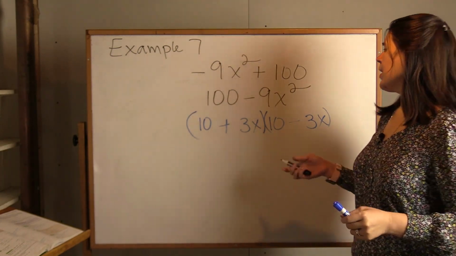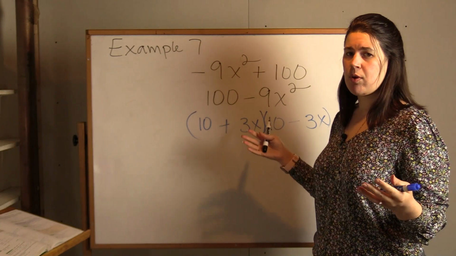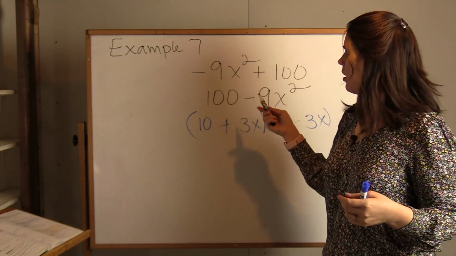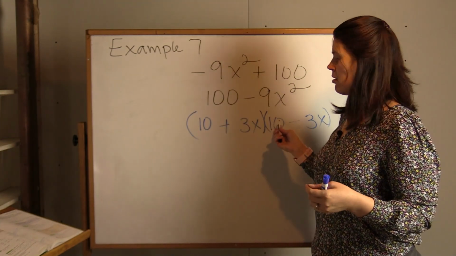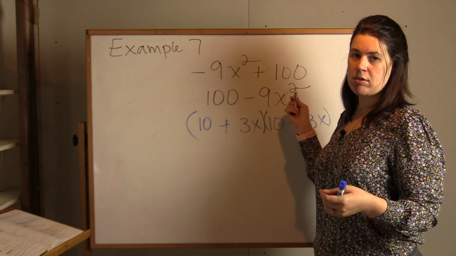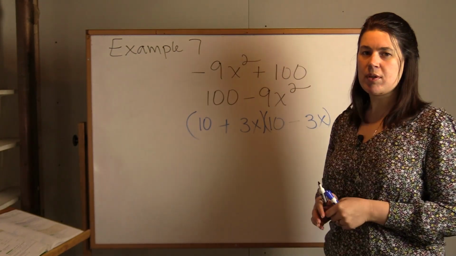All right, so we had negative 9x squared plus 100. I rearranged it so I had it in the form of minus, so 100 was positive minus 9x squared. The square root of 100 is 10. The square root of 9 is 3. And the square root of x squared, 2 divided by 2, is 1x. One's plus, one's minus.